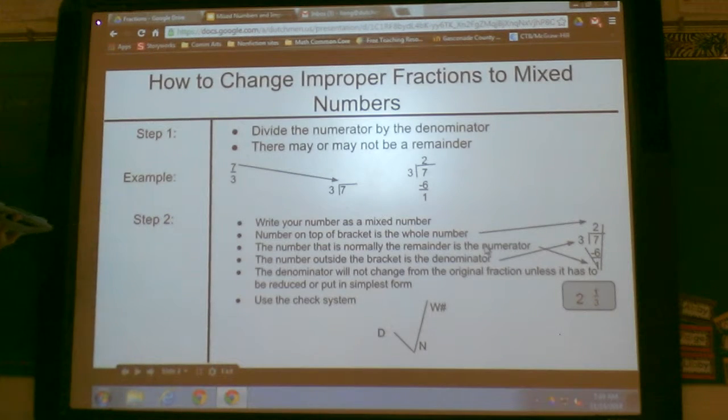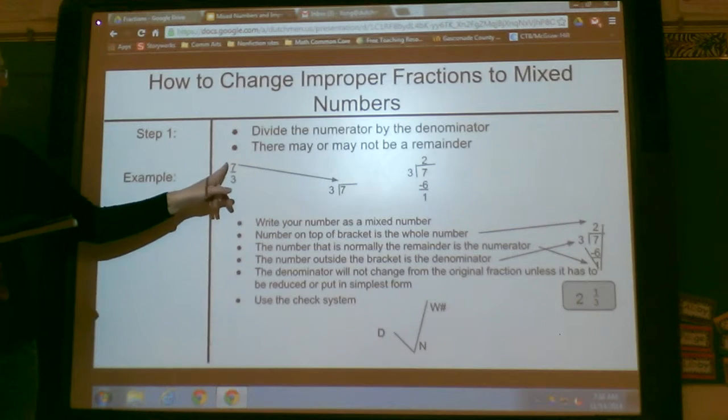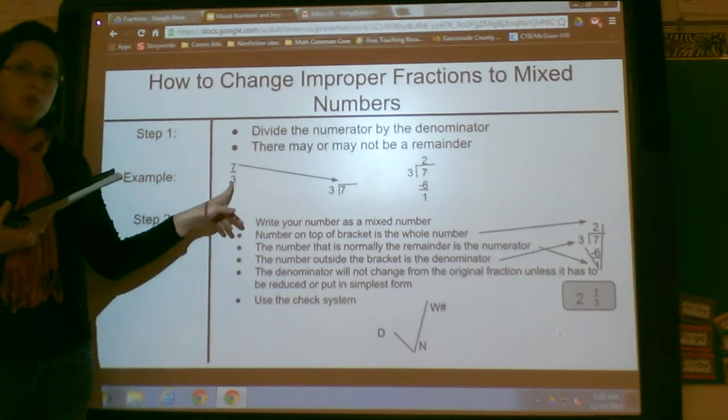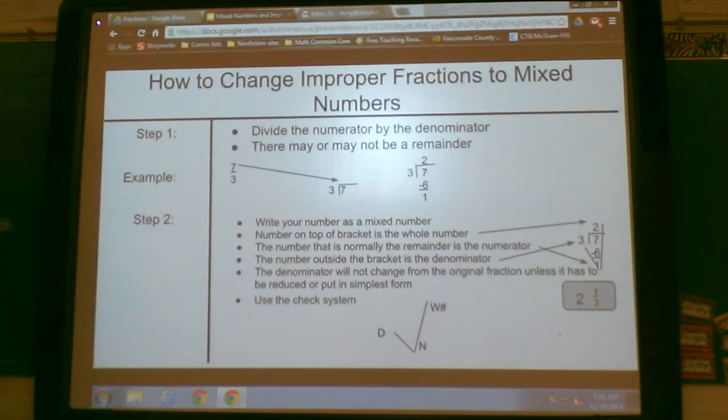So now we're going to talk about improper fractions and mixed numbers and how to get from one to the other. So first off, we're going to start with how to change an improper fraction, such as 7/3, into a mixed number. First step is to divide the numerator by the denominator. So we're going to take our top number, put it inside our division box, and the bottom number, the denominator, goes on the outside. So we have 7 divided by 3.